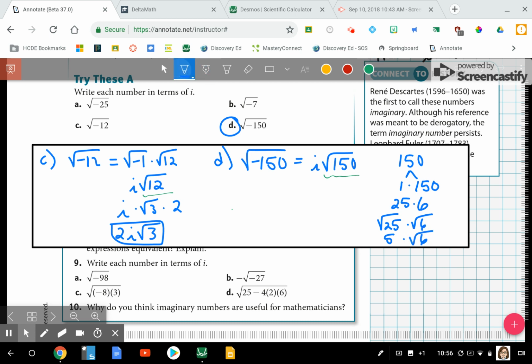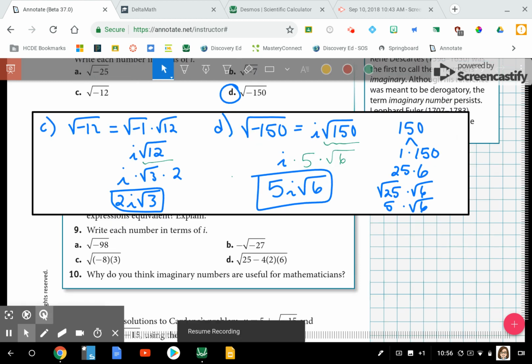So here we have i times 5 times the square root of 6. Is this in the correct notation? No, it's not. So you want to rearrange it so that it's 5i square root of 6. That would be your final.